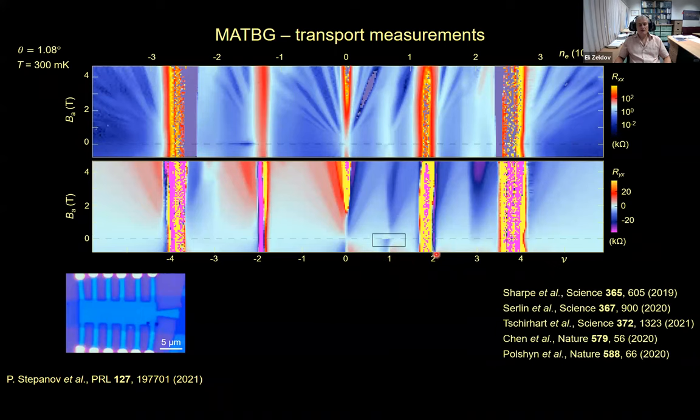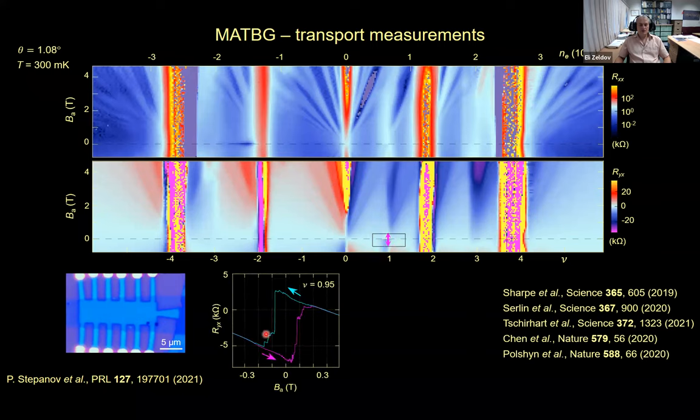Orbital magnetism has been observed in several types of devices, both in magic angle graphene and in trilayer graphene, by a number of groups. Usually the orbital magnetization in transport is visible near filling factor three. In this case, we see it pronouncedly near filling factor one. So in transport measurements, if you measure RXY as a function of field in this window, this is what you see. The RXY shows a pronounced hysteresis around zero magnetic field at close to filling factor one, which is a clear signature of orbital ferromagnetism.